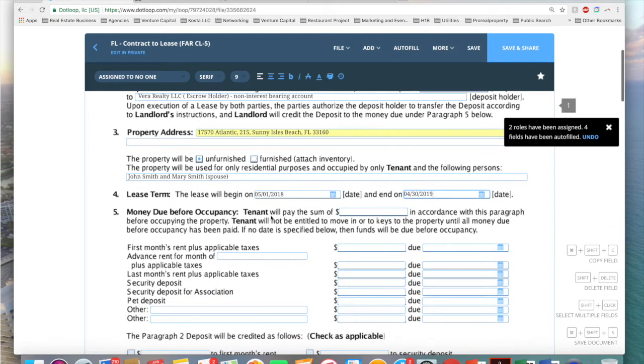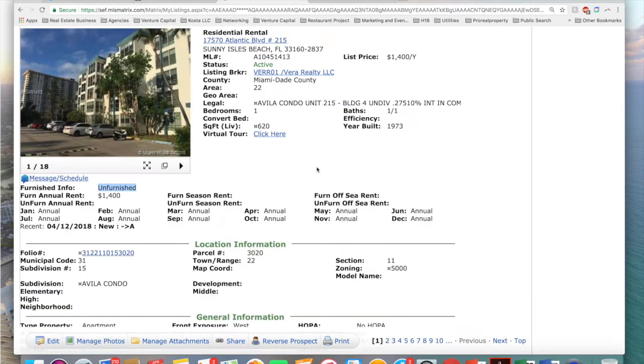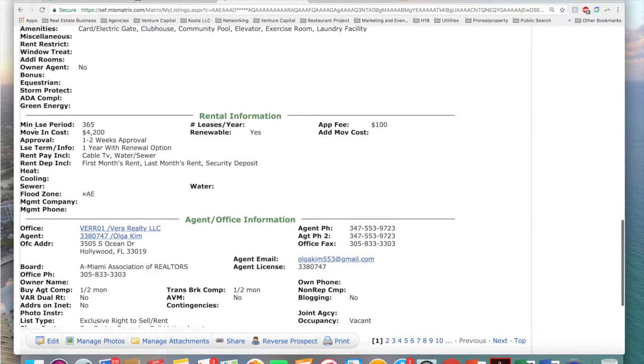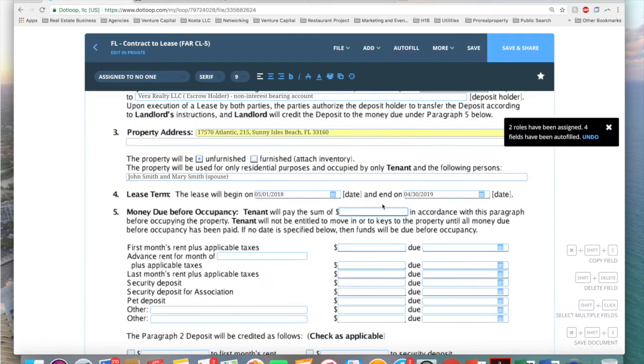Money due before occupancy. Tenant will pay the sum of the amount in accordance with this paragraph before occupying the property. Tenant will not be entitled to move in or to keys to the property until all money due before occupancy has been paid. If no date is specified below, then funds will be due before occupancy. We can look it up also in MLS. So move-in cost is $4,200, which equals 3 monthly payments, which is first, last, and security deposit. So we can copy and paste that amount over here.